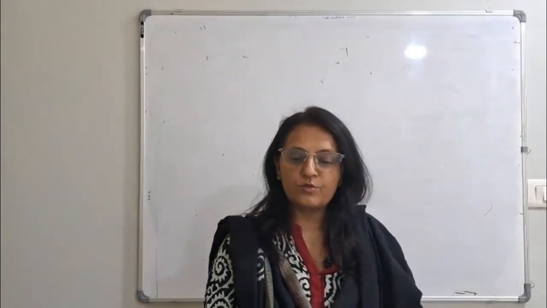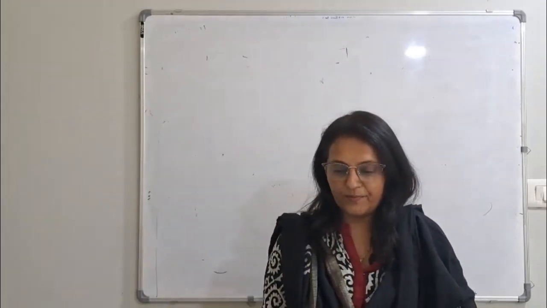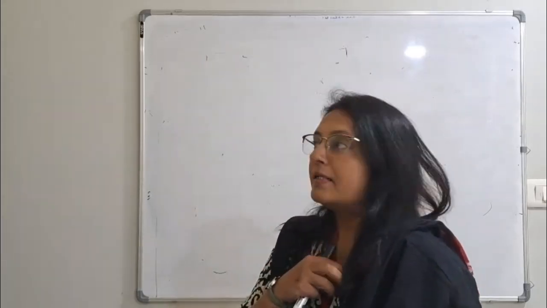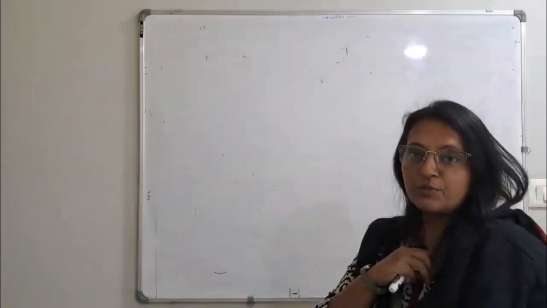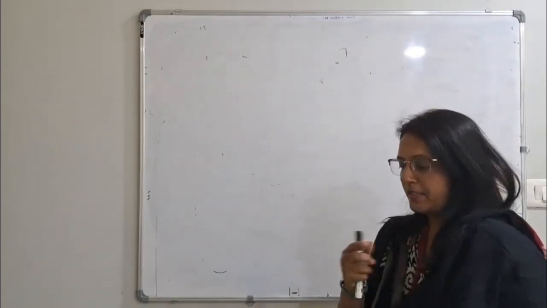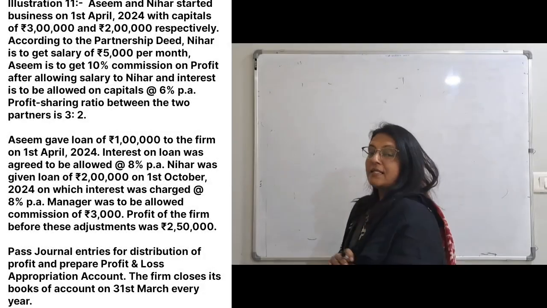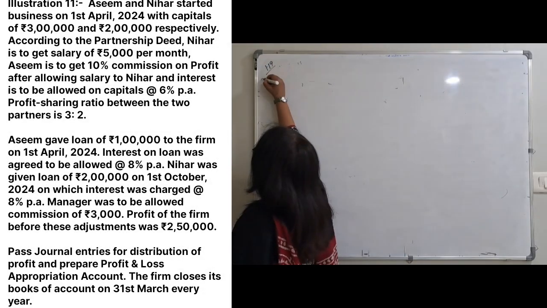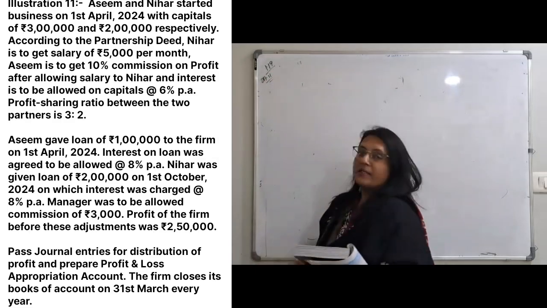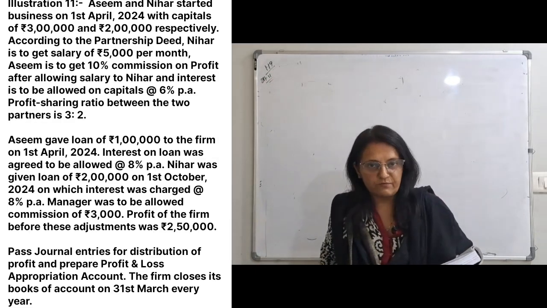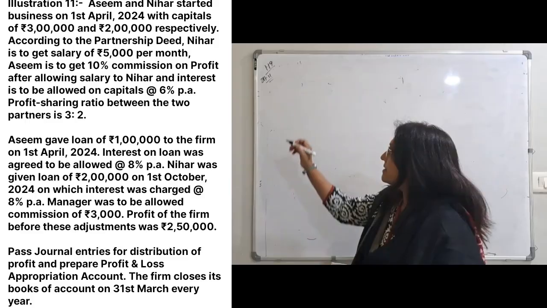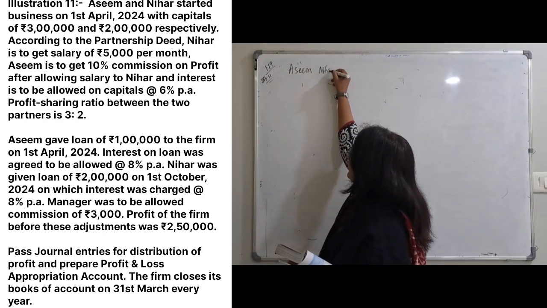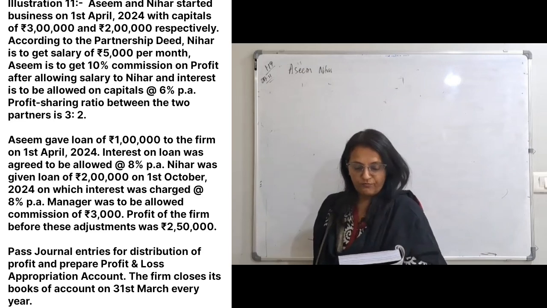So now we are going to do illustration number 11. The image will be shown on the screen. Anyway, I am going to write the details also on the board. So just take a look at this. Illustration 11, which is on page number 1.19. This is from T.S. Grewal 2025. Asim and Nihar, these are the two partners. They are the two partners in the firm.